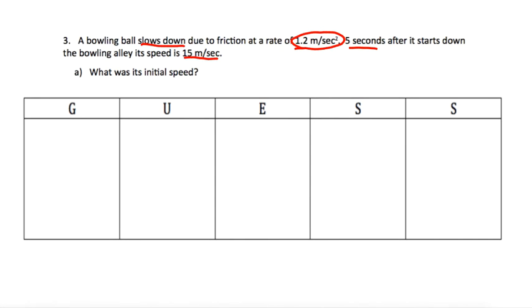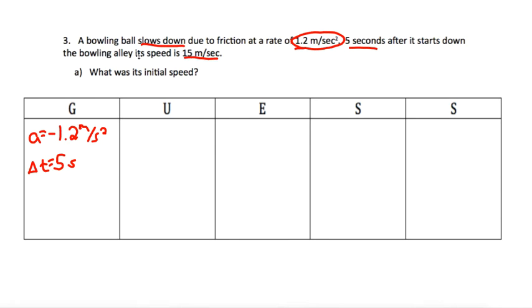Alright, so givens. The first number it lists is this 1.2 meters per second. So that's our acceleration. Here's what's important, guys. This is something slowing down. In a problem like this, a calculation type problem, if something is slowing down, the acceleration will be negative. So even though it's not listed in the problem as a negative, the acceleration is a negative 1.2 meters per second squared, just because the object is slowing down. The next thing, delta t, is 5 seconds, the amount of time.